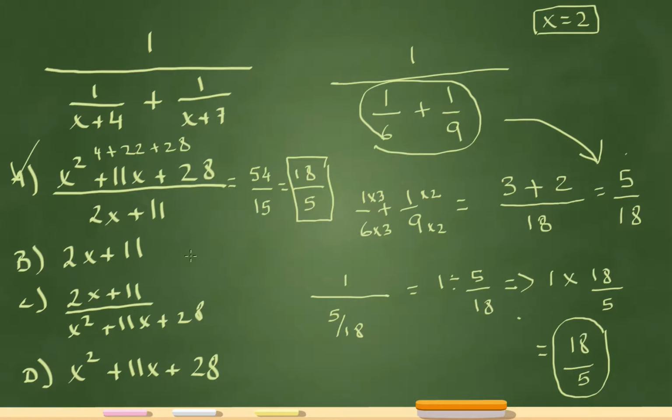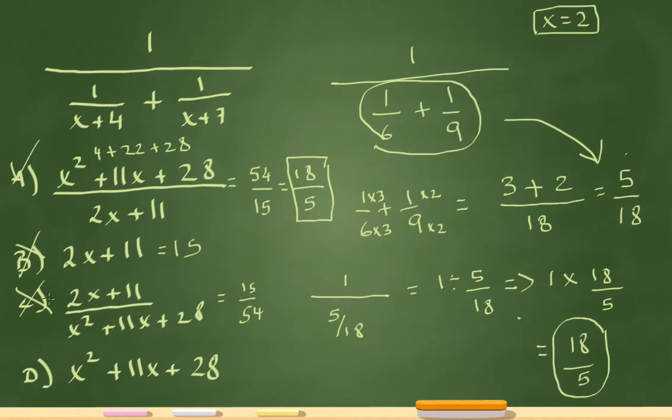A will be my answer, but I'm still going to go through B, C, and D to make sure I don't get the same number somewhere else. So 2x plus 11, which is answer B. If you look at the denominator, it's the same thing as that, so I know that's going to be 15. So for that reason, B is gone. And now if you look at C, C is just answer choice A flipped over. So that's just going to be 15 over 54. And that's not going to be it.